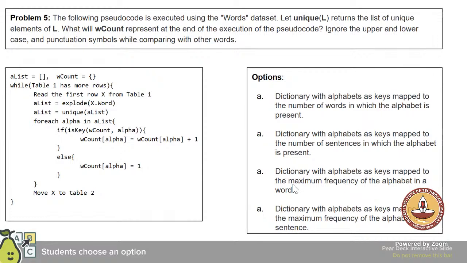Madam, I have a doubt here. The option C should be word dataset.